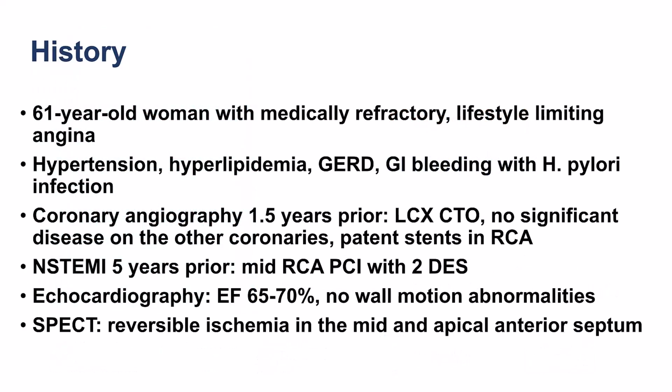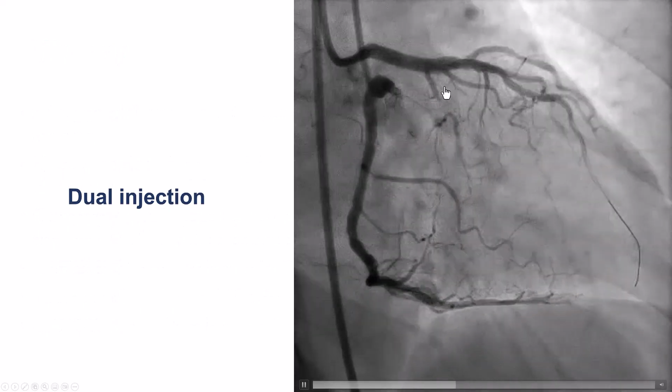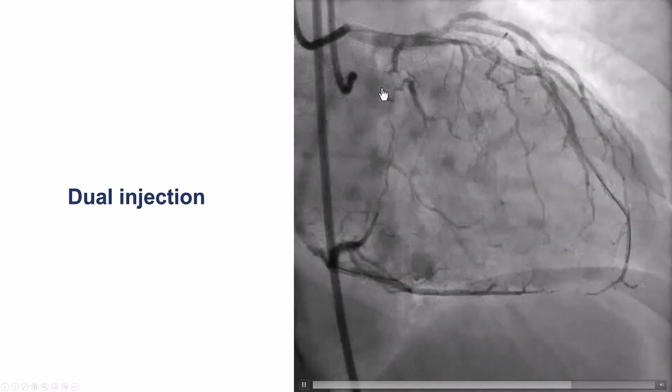The patient was a woman who presented with significant angina due to a circumflex chronic total occlusion. She did have a normal left ventricular systolic function and, as expected, reversible ischemia. Dual injection demonstrates the CTO of the circumflex.